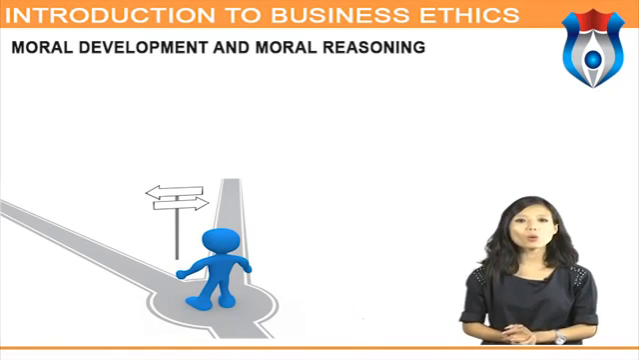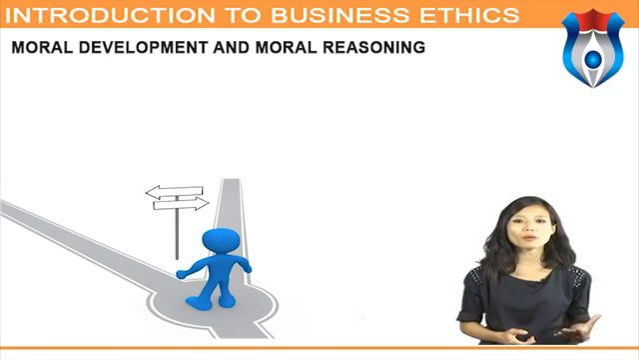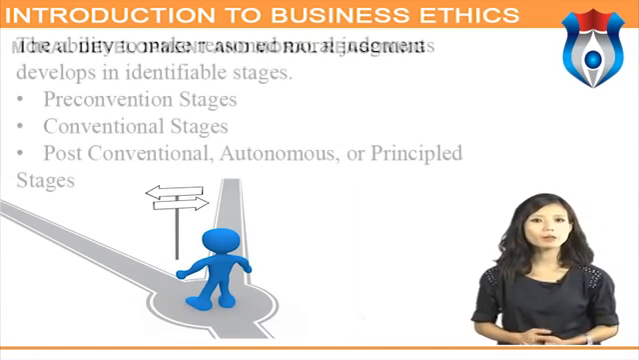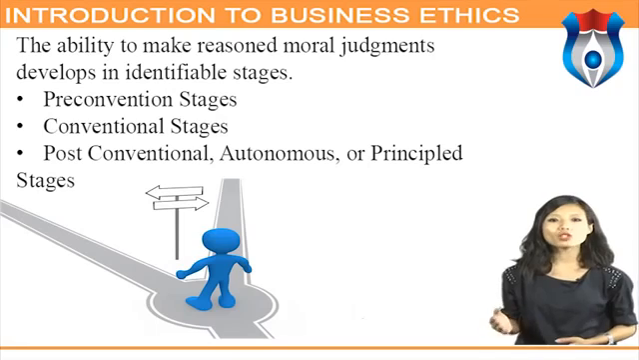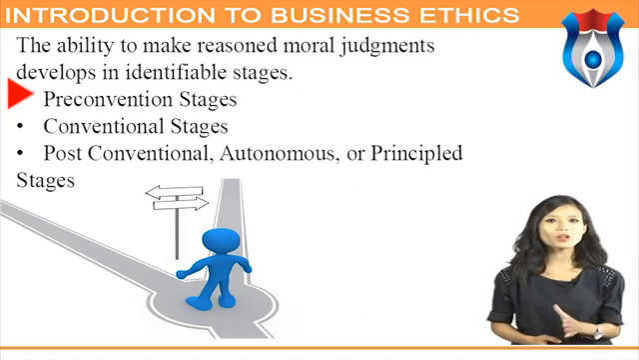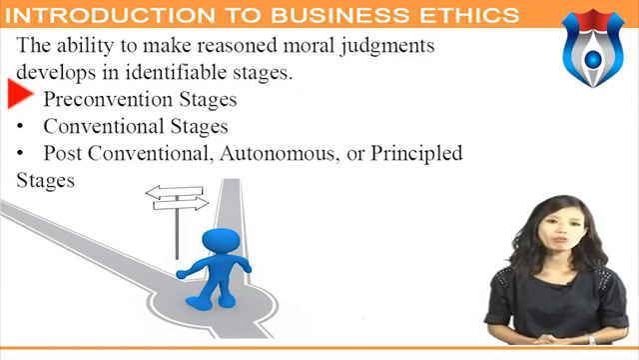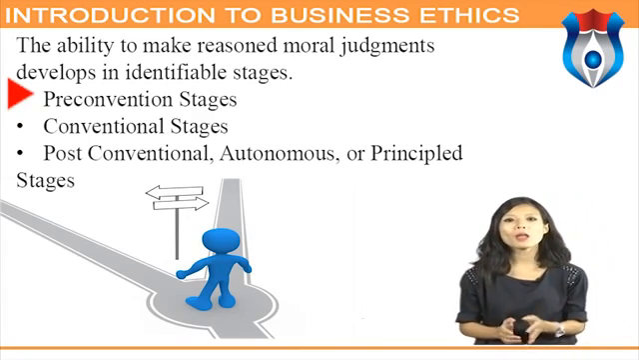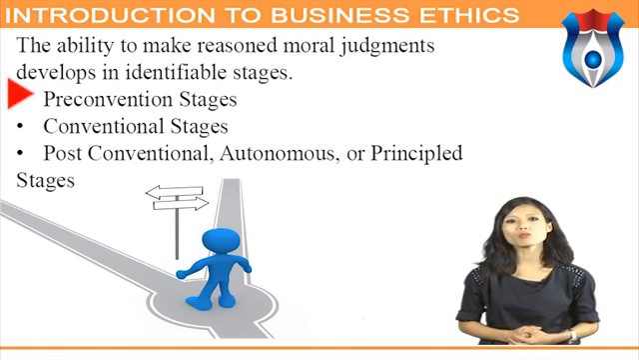As we have understood what morality is, let's discuss more on moral development and moral reasoning. As people mature, they change their values in very deep and profound ways. The ability to make reasoned moral judgment develops in identifiable stages. Pre-conventional stages: at these first two stages, the child is able to respond to rules and social expectations and can apply the labels of good, bad, right and wrong. These rules, however, are seen as something externally imposed on the self.